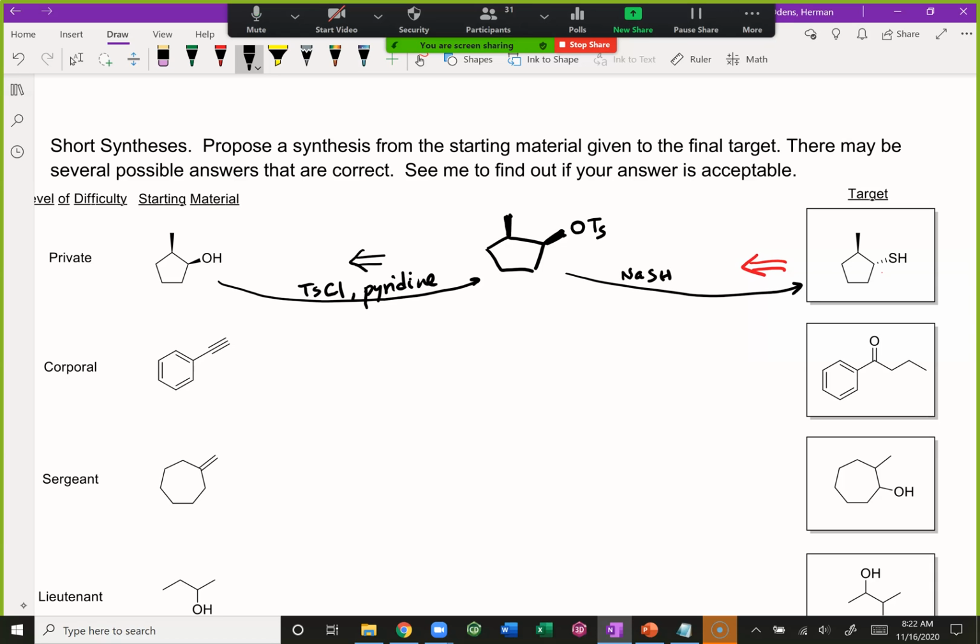So sodium SH in DMSO, that will be my idea here, and this will be an SN2 reaction with a polar aprotic solvent. Yeah, so I will solve that like that. How about the next reaction?